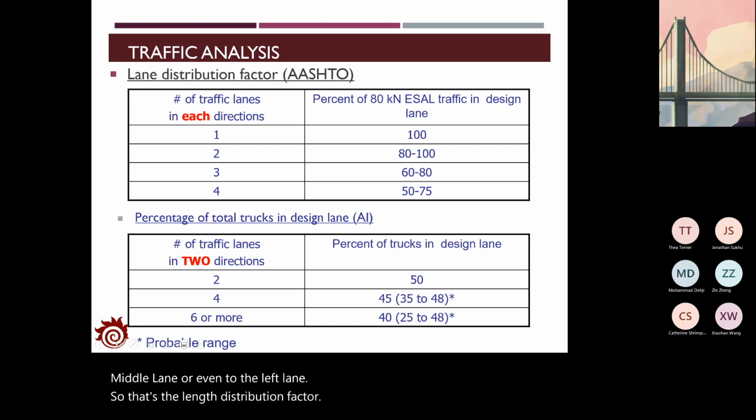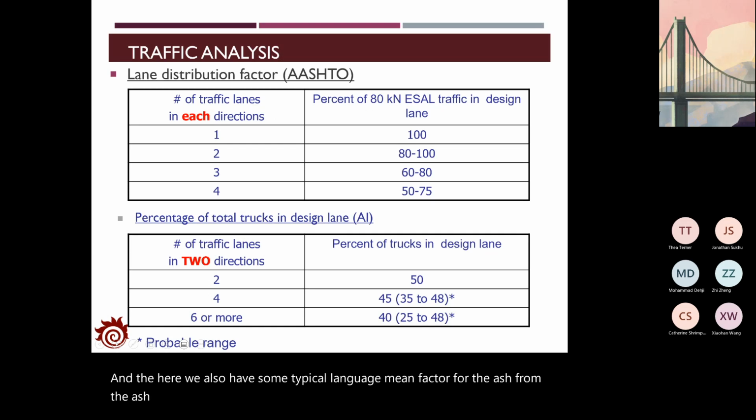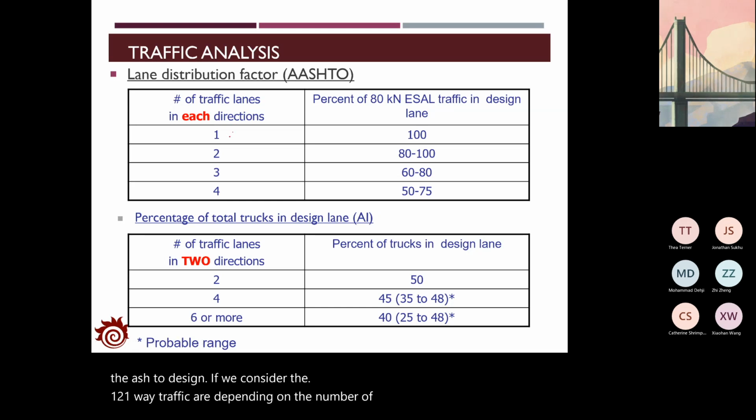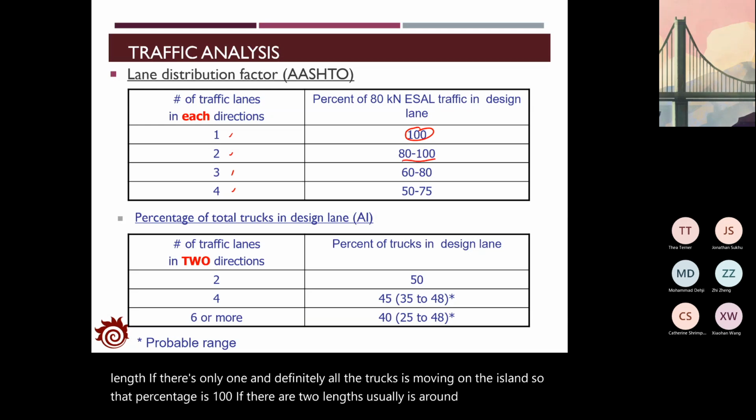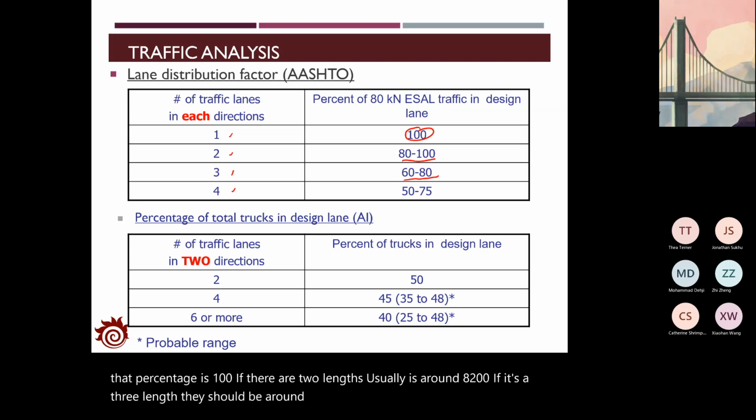And here we also have some typical lane distribution factors from the AASHTO design. If we consider one-way traffic, depending on the number of lanes, for 1 lane, 2 lanes, 3 lanes, 4 lanes: if there's only 1 lane, definitely all the trucks are moving on that lane, so that percentage is 100. If there are 2 lanes, it usually is around 80 to 100. If it's 3 lanes, there should be around 60 to 80. If there are 4 lanes, then in the design lane there will be around 50 to 75%.